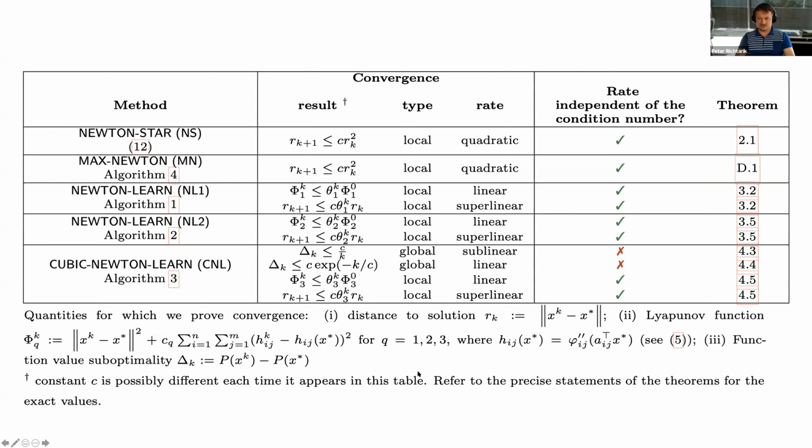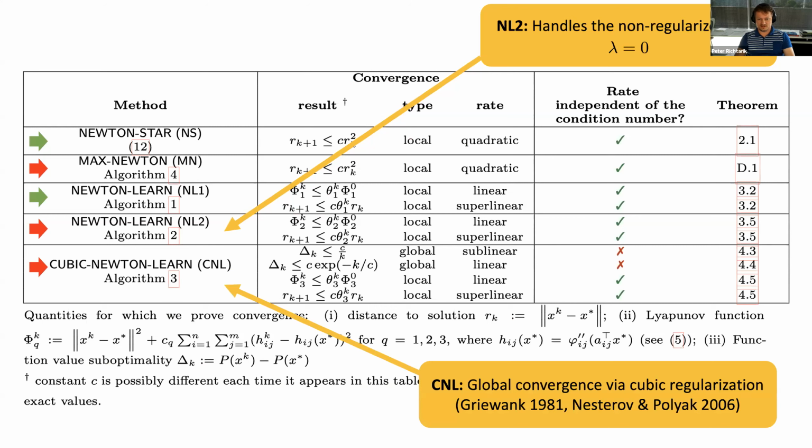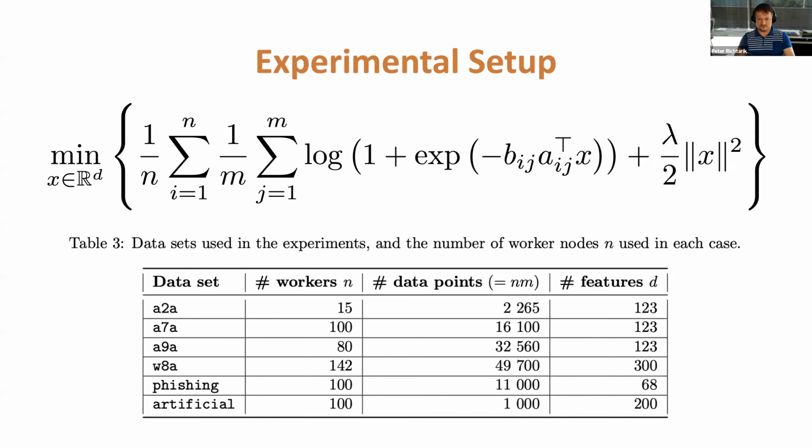Okay, so there are some further results, which I will not go through. Essentially, I only covered these two. For Newton Star and for Newton Learn, I only talked about this local linear rate, not even this local superlinear rate for the distances. And I didn't talk about Max Newton. I didn't talk about the second version of Newton Learn, which doesn't need this regularizer constant lambda to be positive. And I didn't talk about Cubic Newton Learn, which does globalization through cubic regularization. So this I will not talk about, and I want to spend at least a few moments on experiments to show you the promise of this method.